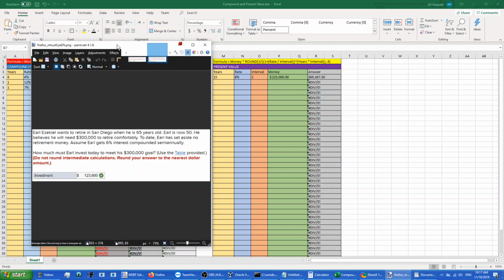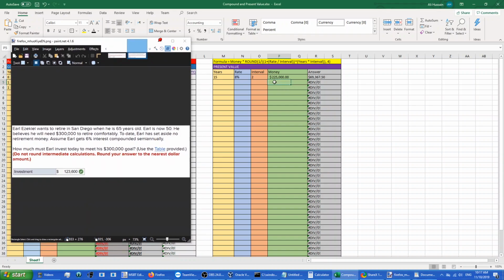That's easy. We'll go here. 300,000. Interval semi-annually would be 2. Rate 6%. And how many years? 15. That would be 123,600, which is what we got, the answer correct here. That's all there is to it. For this one, it's the same thing, except that it divides the answer over here with 1, and then multiplies it. Basically the same thing.